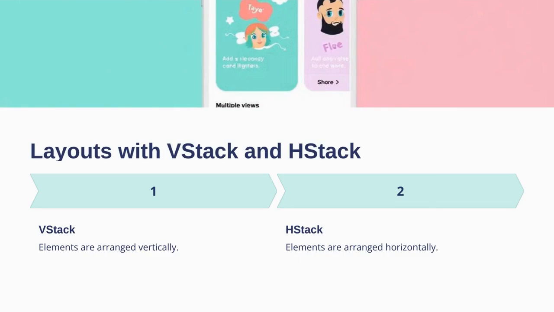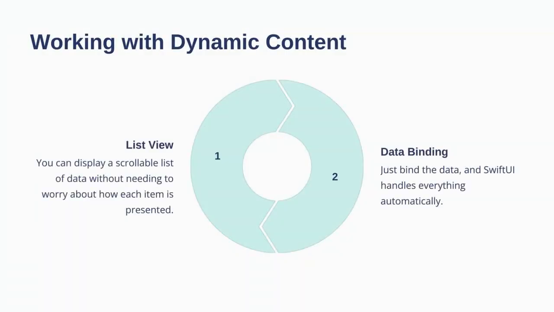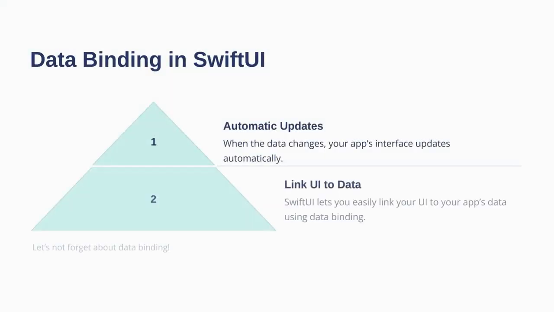SwiftUI also makes working with data super easy. For example, you can display a list of items using the List view. Just connect your data to the list and SwiftUI handles everything for you. SwiftUI also has a powerful feature called data binding. This means that when your data changes, the UI updates automatically without you needing to do anything extra.